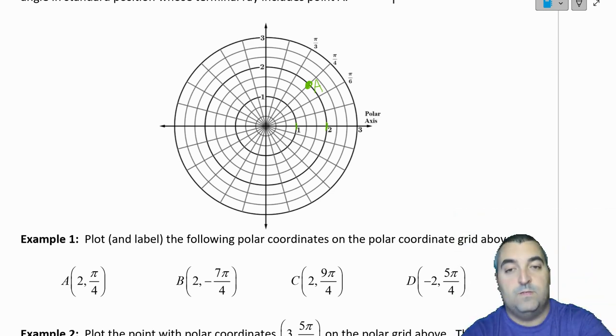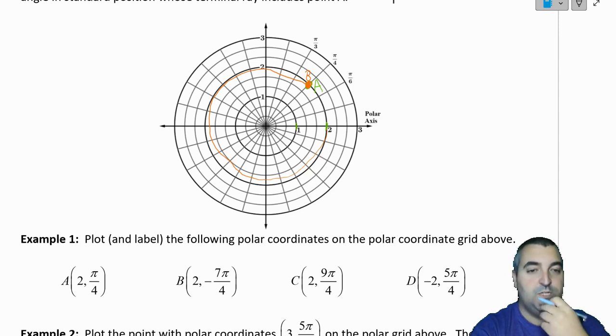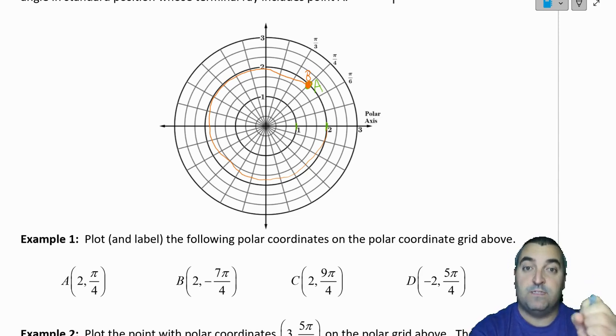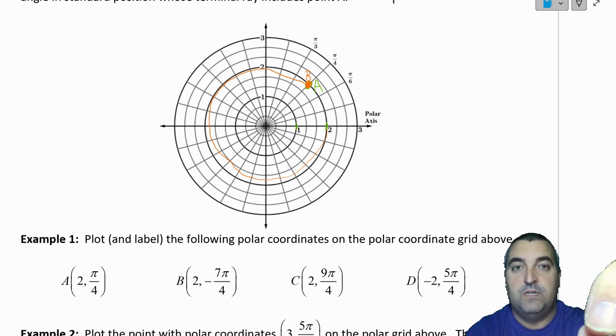Now let's go to B. Same circle, so on 2, but now we're going negative 7 pi over 4, which means we're going negative, all the way around, staying on 2, and eventually we would end up in the same spot as A. Interesting. So both A and B represent the same point in space, but they're written differently.